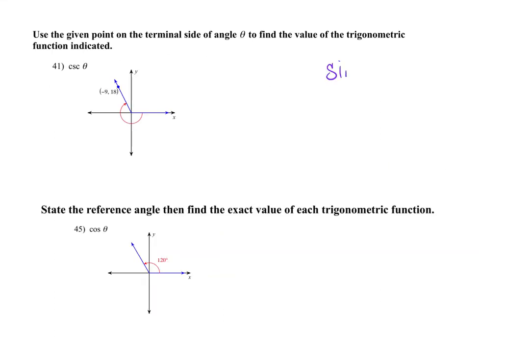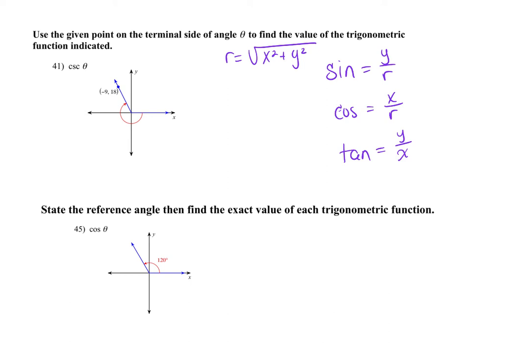On any point, sine is going to be y over r, cosine is going to be x over r, tangent is going to be y over x. And then you have your reciprocals, okay? So cosecant is r over y, secant is r over x, cotangent is x over y. All right, so what is r? Well, we have x and y. r is going to be the square root, it's just the Pythagorean theorem, x squared plus y squared equals r squared.